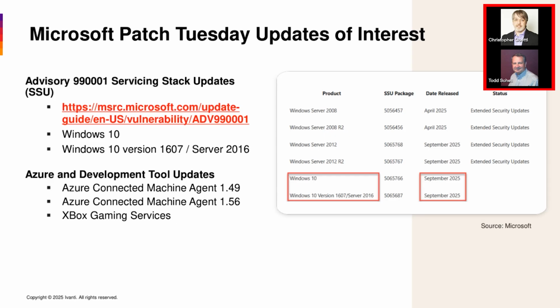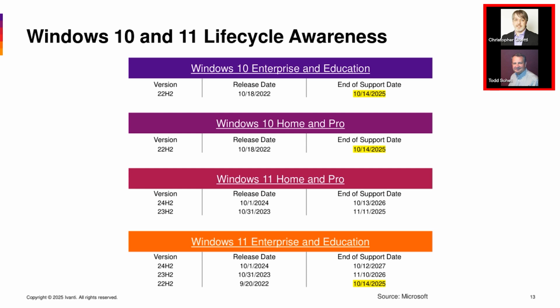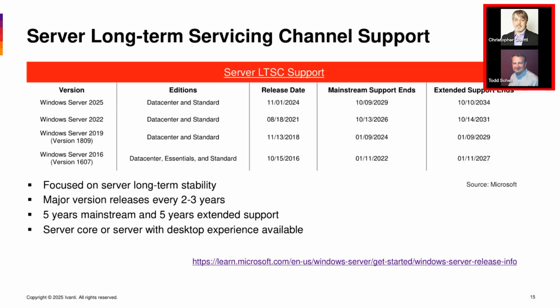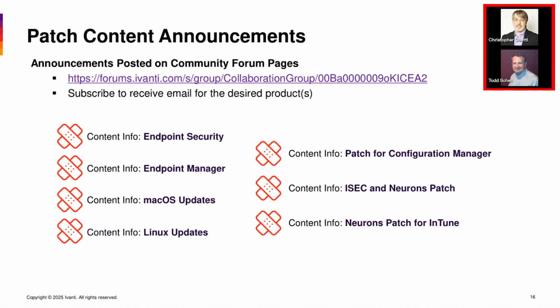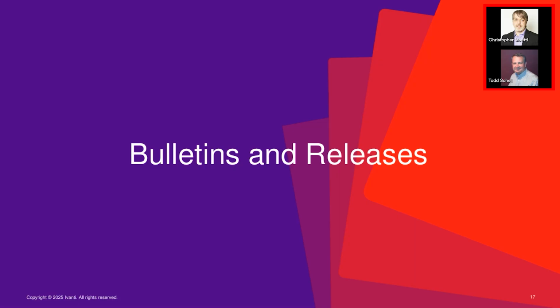Otherwise, come November, your security update coverage is going to end. And I think that wraps up. We don't have anything else, I think, on the ESU side. Oh, Windows 11 22H2 will also be ending in October. So make sure you've moved your Windows 11 branches up to 23H2 or later. On that note, Todd, I think we're ready to go through the bulletins and releases.